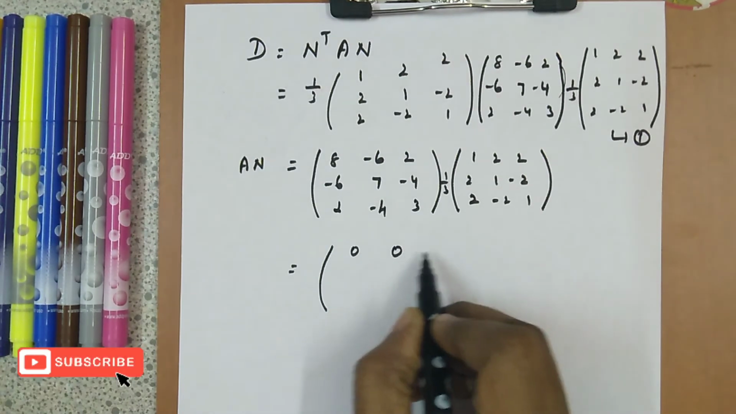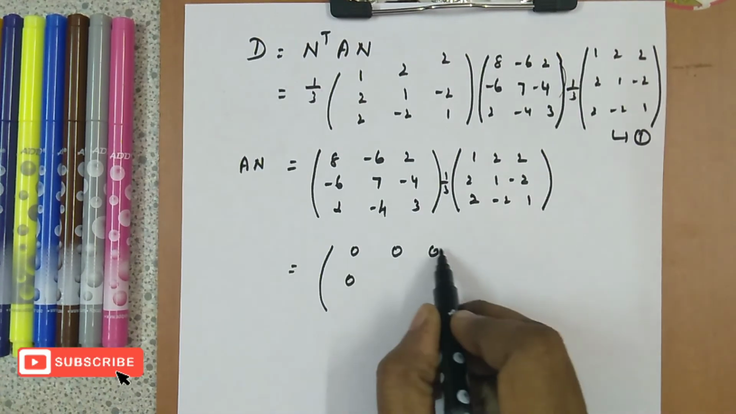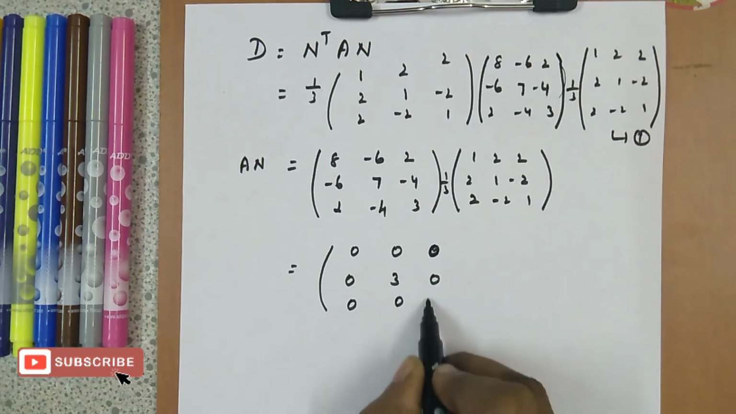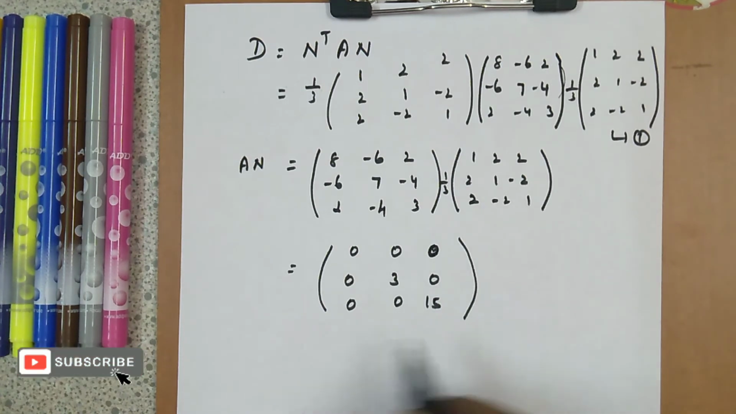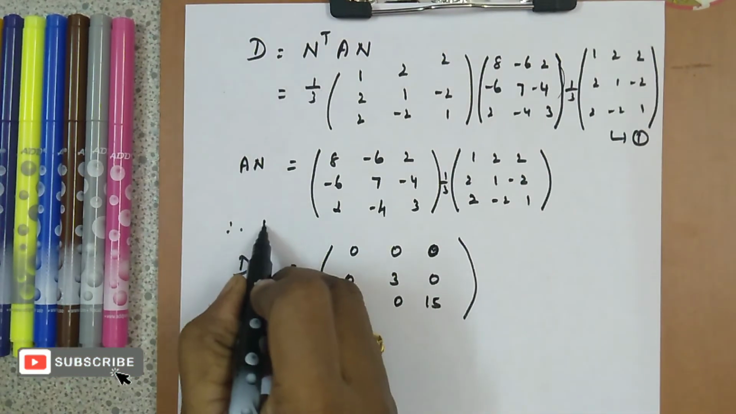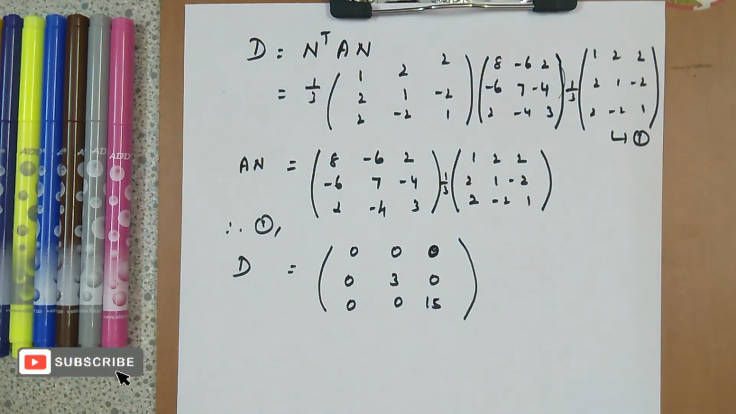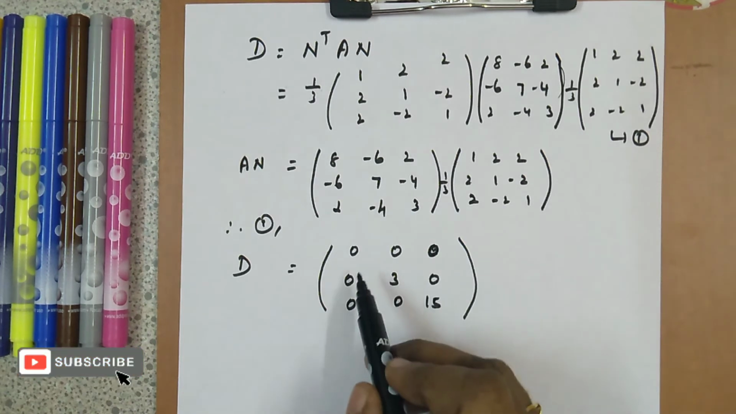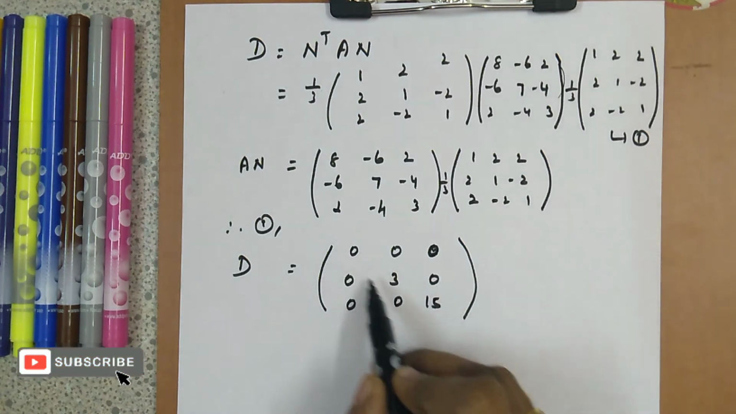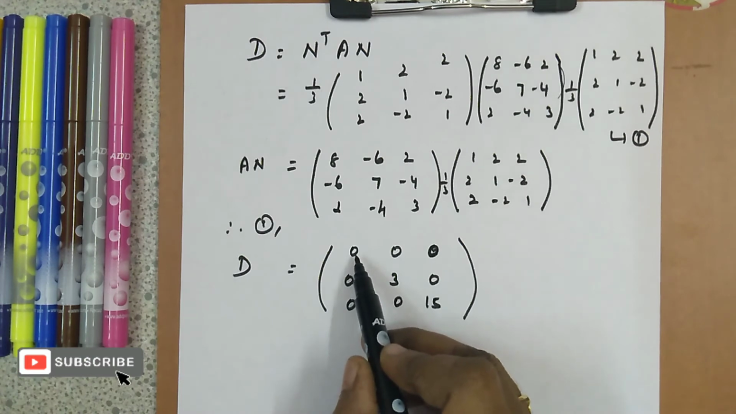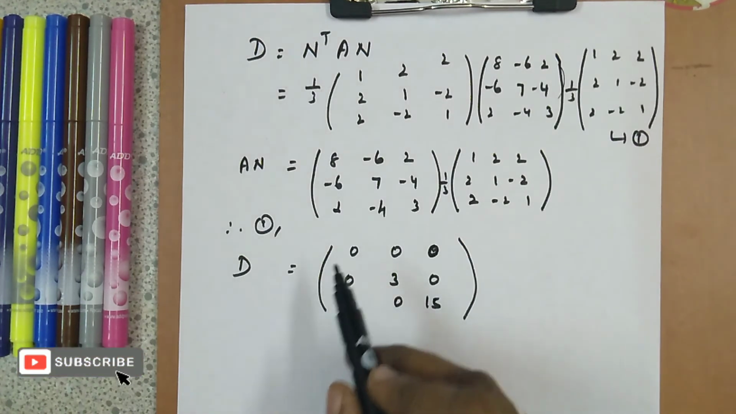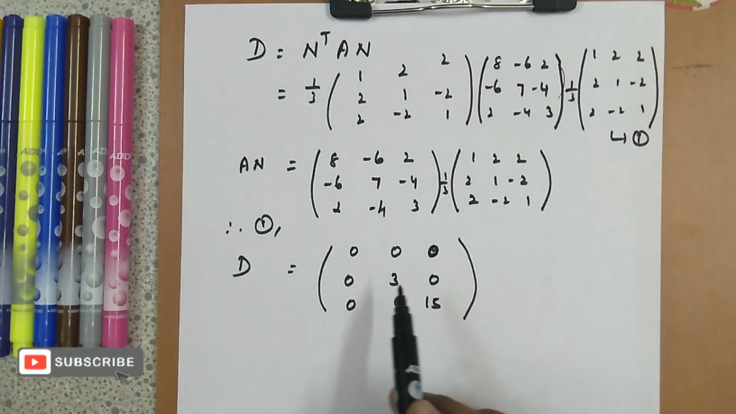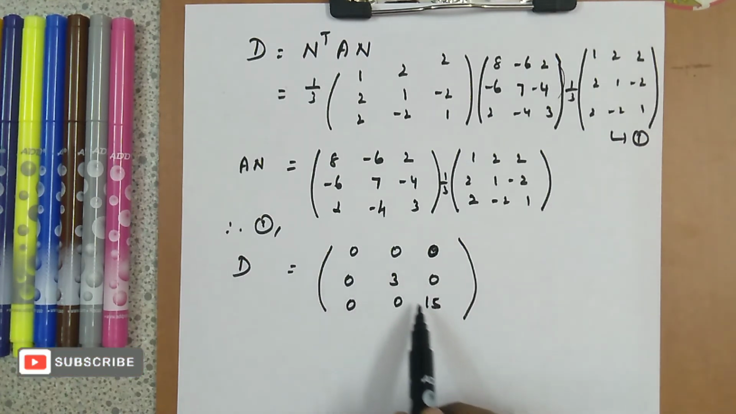[0, 0, 0; 0, 3, 0; 0, 0, 15]. This is our D answer. Therefore, from equation 1, we get the D answer as [0, 0, 0; 0, 3, 0; 0, 0, 15]. Look at this, these diagonal elements are nothing but our eigenvalues. Our eigenvalues for this question are lambda equal to 0, 3, 15. So always in diagonalization problems, in the leading diagonal we have only the eigenvalues.